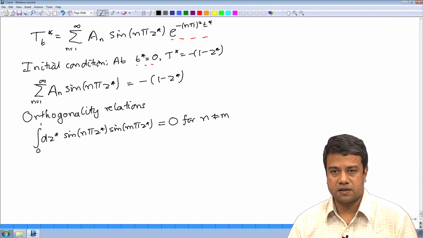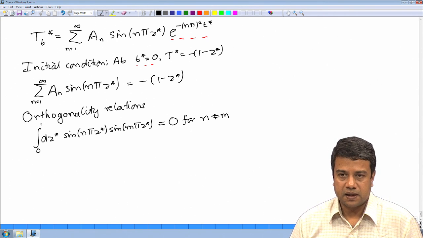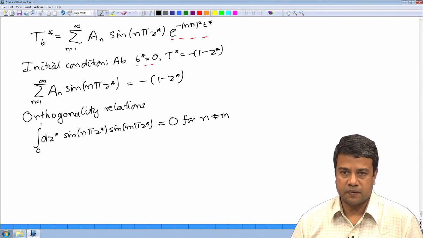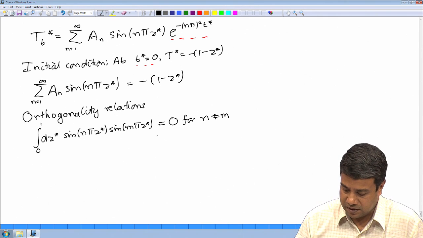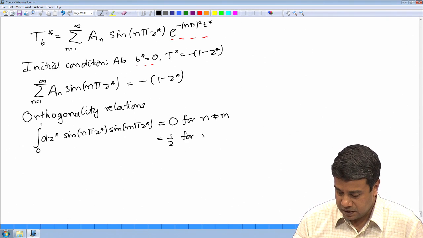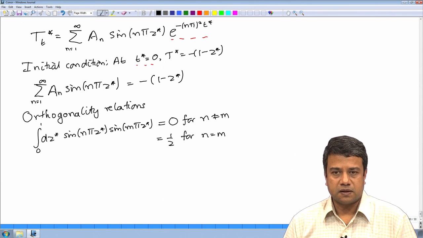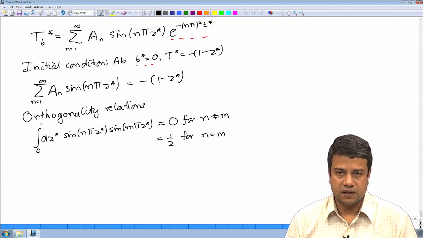Okay, and therefore, the integral has to be non-zero. You can get that integral by writing the sine square function as half of 1 minus cos 2. So, in the end you will get a value of half for n equal to m. These are orthogonal functions in the sense that if you multiply one function by some other function and integrate it, the result is equal to 0.